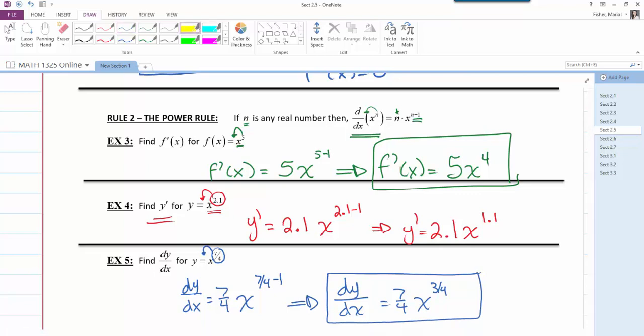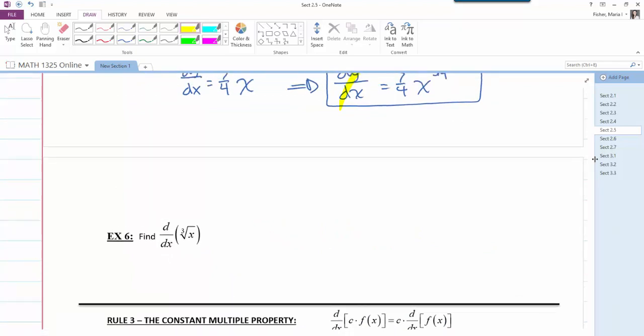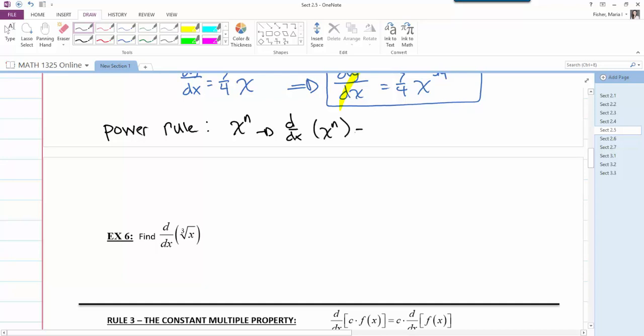Now notice this time I wrote 3 different ways of representing the derivative, and you have to feel comfortable with all of these. f prime of x, y prime, dy dx, they all mean the same thing. They're just the derivative. One more for this power rule: the derivative of the cubed root of x. Well, when I looked at the power rule above, it was x to the n. So I know that the derivative of x to the n is equal to n times x to the n minus 1. But this isn't an x to the n, that's the cubed root of x. Very important. You have to remember this.